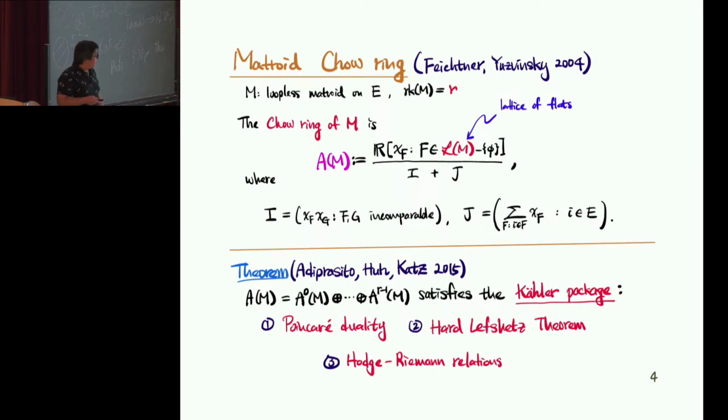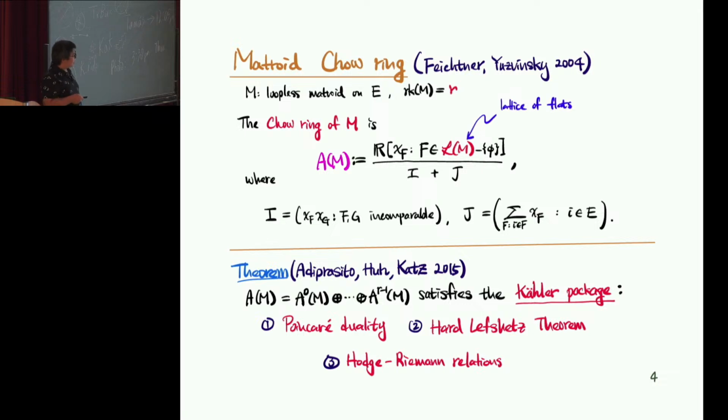Our main character is the Chow ring of a matroid, introduced by Feichtner and Yuzvinsky in 2004. Given a loopless matroid M on the ground set E with rank r, the Chow ring of the matroid is defined as follows. It is a polynomial ring, here with real coefficients, but you can use Q or Z, whose variables are indexed by the lattice of flats.